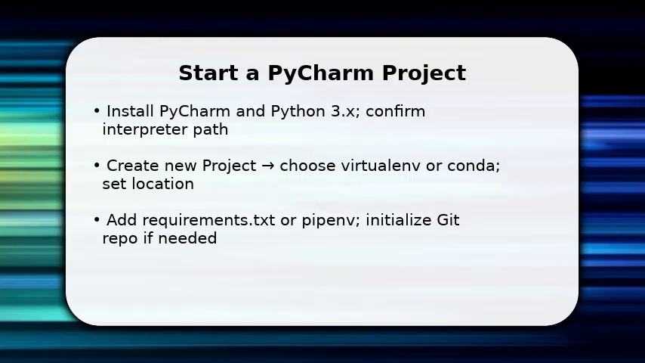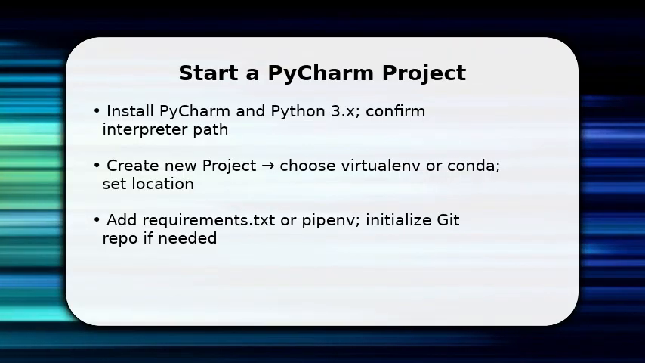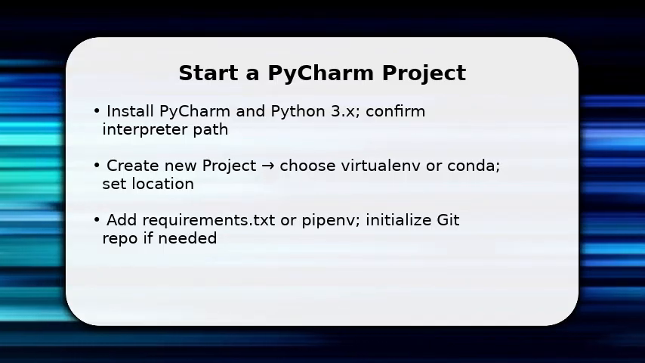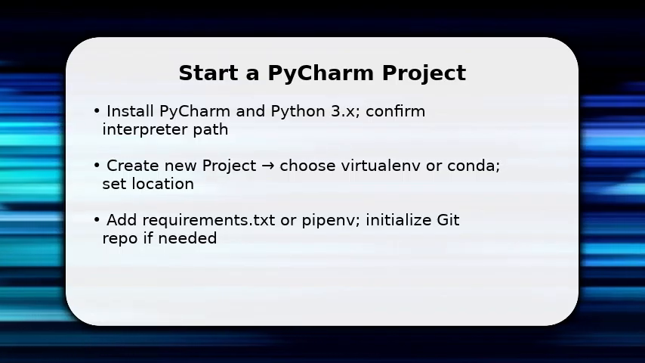You start by creating a project that actually runs. Open PyCharm, choose New Project and point to Python 3.x. Select a virtualenv or conda environment so dependencies stay isolated. Once created, add a requirements.txt or pyproject.toml for repeatable installs and initialize git inside the project to track changes. Make sure the interpreter path is correct in settings. Without that, run configurations won't work.